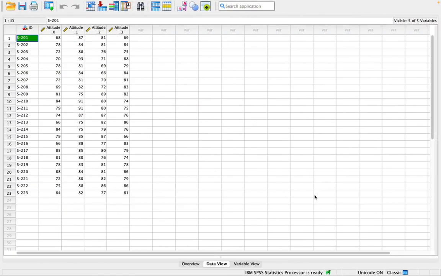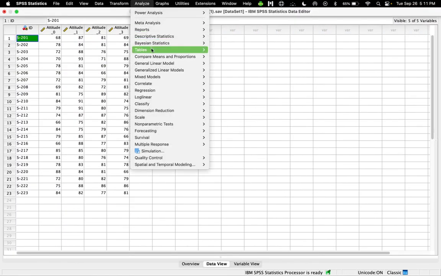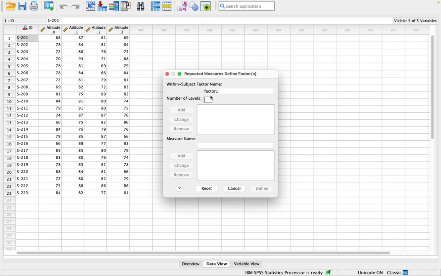In order to figure out if this is the case or not, we're going to go to Analyze, go down to General Linear Model, select Repeated Measures. From here, I'm going to change my within subject factor name to time. And then I'm going to add the number of levels that they assess the time and the attitude. So I can see that the time intervals, there are a total of 4 of them. So I'm going to write 4 and then add.